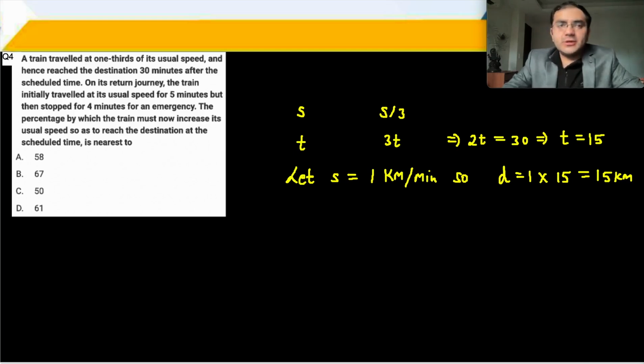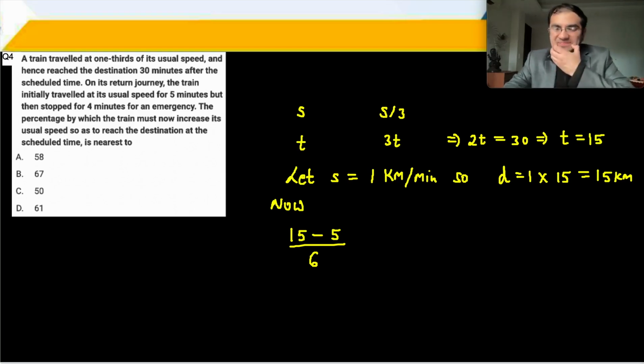5 minutes at 1 kilometer per minute becomes 5 kilometers. Okay? And then stopped for 4 minutes for an emergency. Then the percentage by which the train must increase its usual speed to reach on time. So of 15 kilometers, 5 kilometers is done, 10 kilometers is left. He wants to reach on time, that's 15 minutes. 5 minutes are gone, 4 minutes emergency, 9 minutes are over out of 15 minutes. He wants to cover this in 6 minutes.